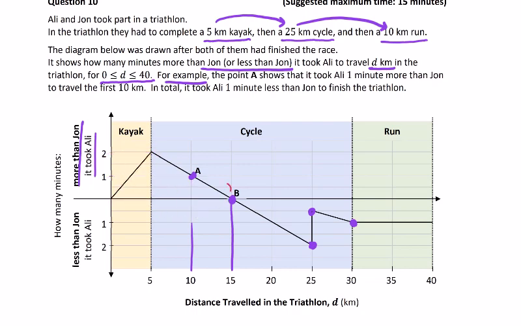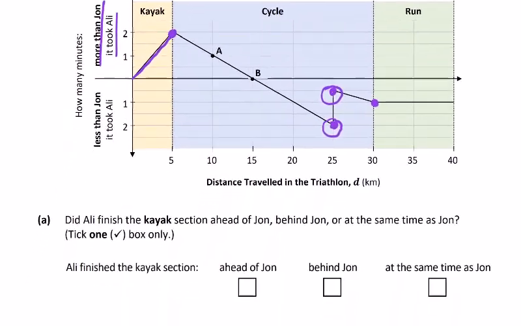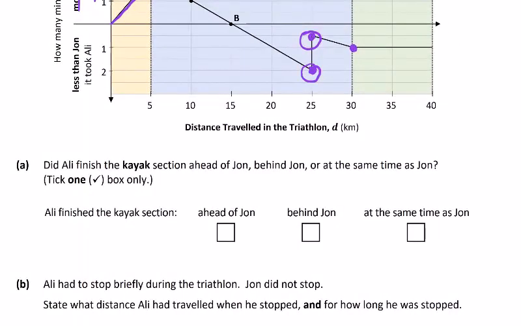I'll just rub all these lines out now. So you can see here, Ali's gone slower over the kayak. So it definitely took her longer. She's definitely going faster over the cycle, you can see. And there's something going on at this point here, which we'll investigate a little bit further. So for the kayak, Ali definitely finished behind John.